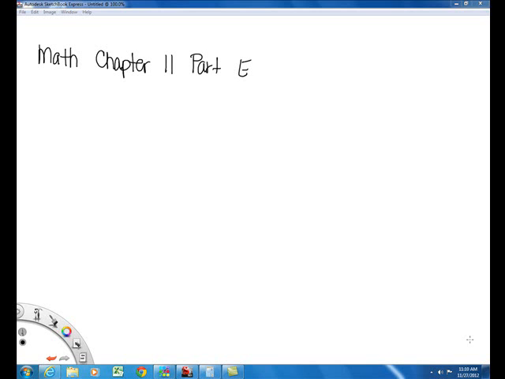Business Math, Chapter 11, Part E. I'm using Practical Math Applications, 3rd edition by Burton and Shelton. And it asks that we determine the finance charge using the average daily balance method.